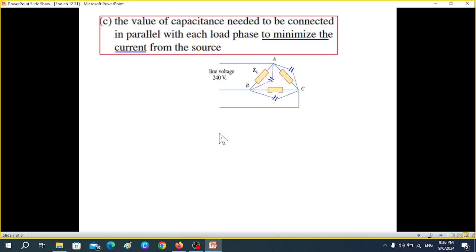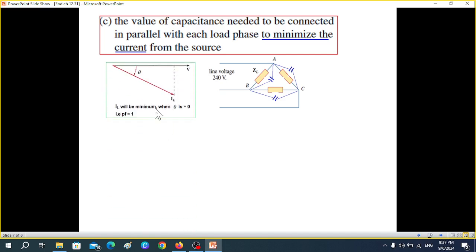Now part C is slightly tricky. Okay, now we have to add capacitance here. I hope you know that capacitances are added to improve the power factor. Now here the condition is to find the value of the capacitance needed to be connected in parallel with each load to minimize the current from the source. So how do we minimize, and what does it mean to minimize the current from the source?